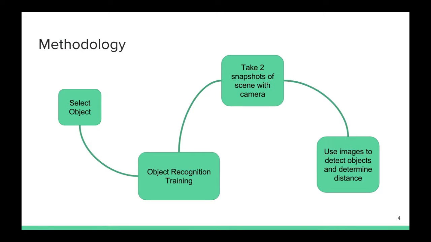So in terms of our methodology, we would select an object we wanted to recognize, feed it into a trainer in order to determine what features are relevant of the object in order to recognize the object in different types of scenes or pictures. And then, as mentioned before, we would take two snapshots with our camera along the same plane in which the object would be in both snapshots. And we would use those images to detect the objects, and because there are two images taken with different angles, we would be able to determine the distance of that object from the camera itself.